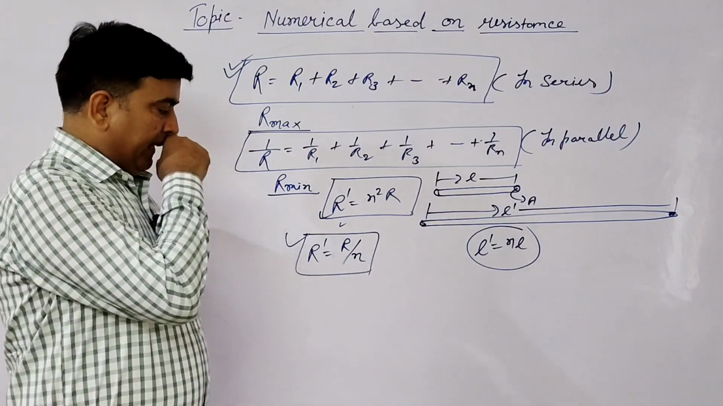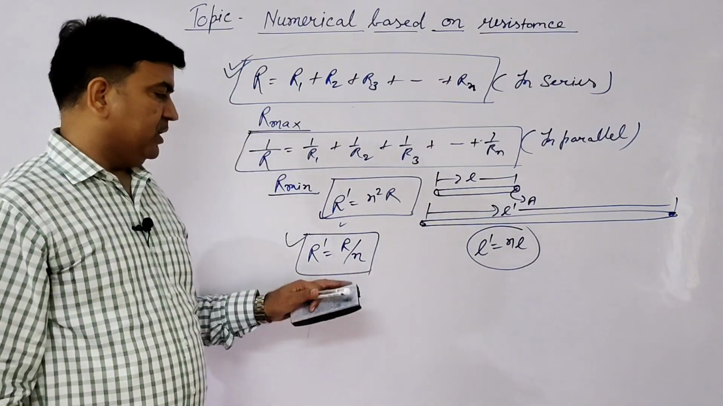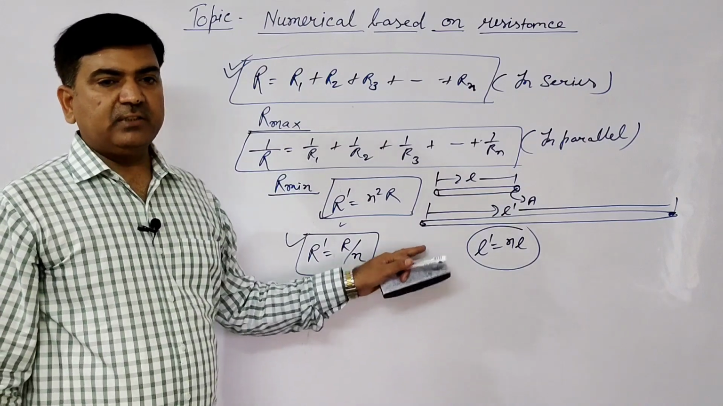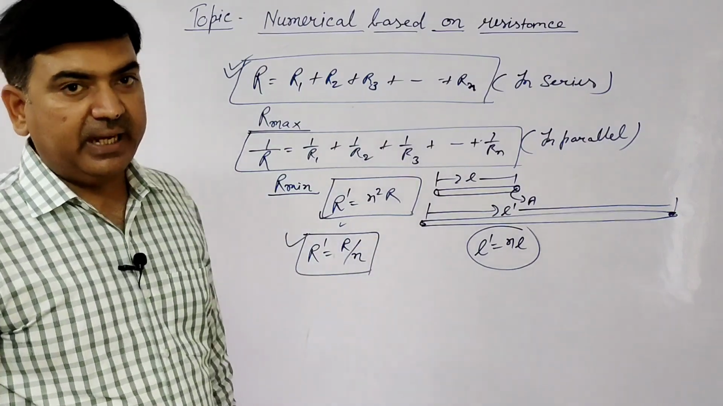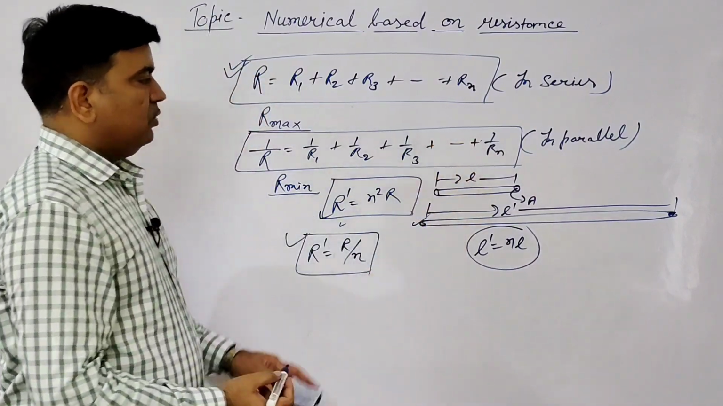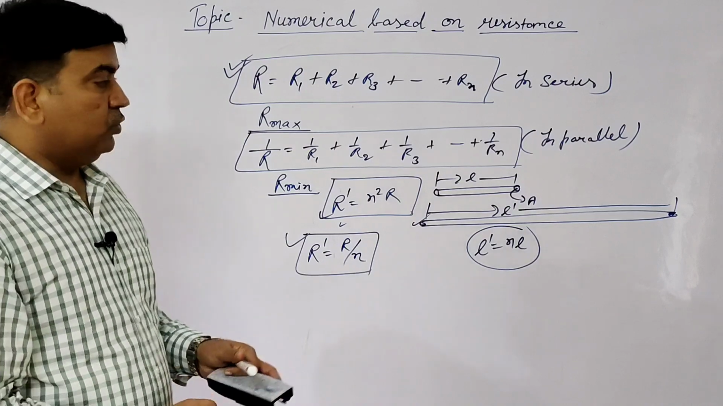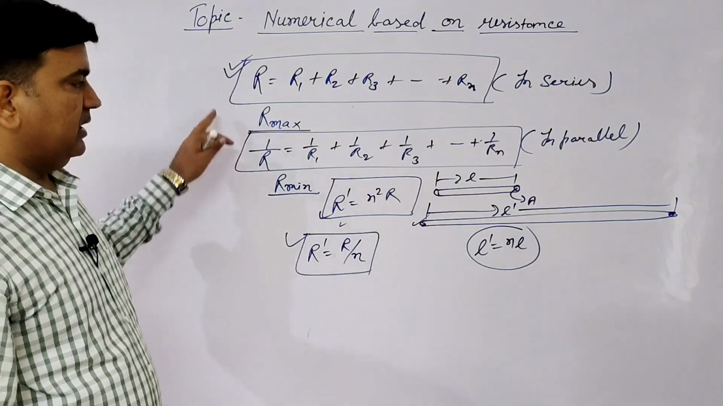Children, after this, use these formulas: series combination, parallel combination, and the resistance of the wire when it is stretched n times. We have to utilize all these formulas in the numerical, and now see how to solve a numerical problem based on these formulas.